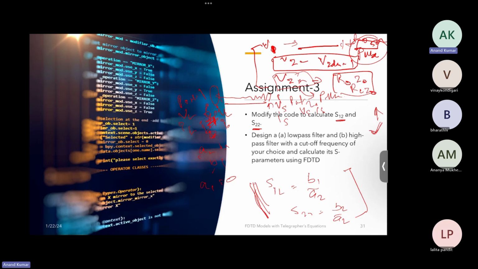And then there is again a little higher level exam assignment as an example. You have to design a low pass filter or a high pass filter of your choice, which is essentially a cascade of different Z0, Z1, Z2 values. If you arrange them, you can design a filter. So if you have time, maybe you can do that and then calculate its S parameters.